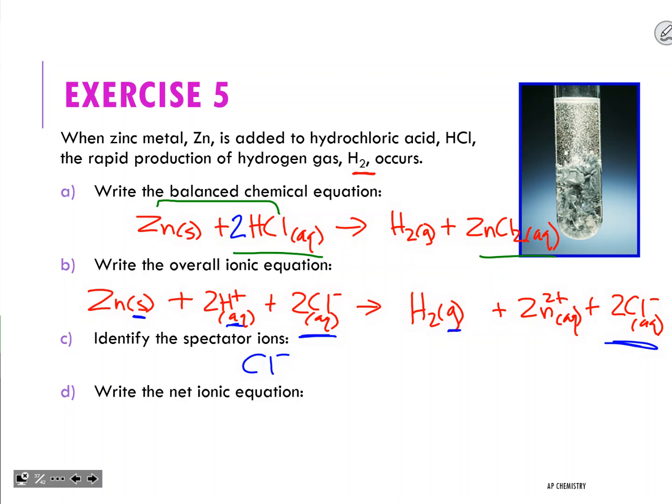So the net ionic then will consist of everything but the chlorides. So zinc plus the 2 hydrogens is going to give us the hydrogen gas plus the zinc ion.